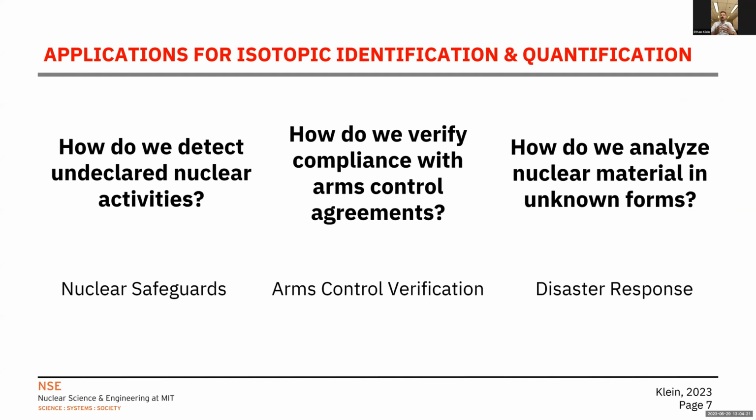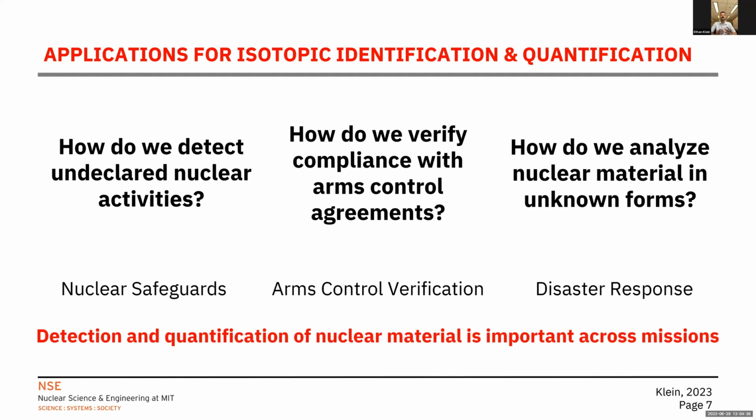Sometimes we have the privilege of being able to perform safeguards measurements on fuel assemblies, which are well characterized and well understood. We know what they should look like. But sometimes you don't have that luxury and you want to have an ability to still characterize materials that may be unknown forms, unknown materials. So the main point from this slide is just to say that detecting and quantifying nuclear material is important across a range of different application areas.